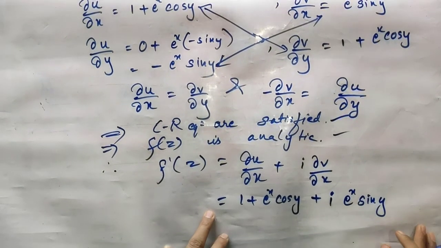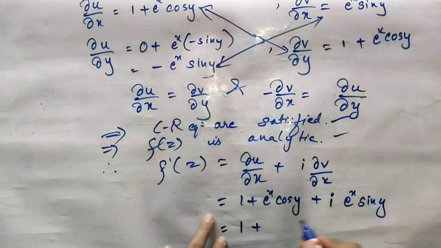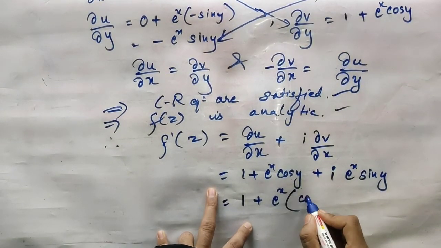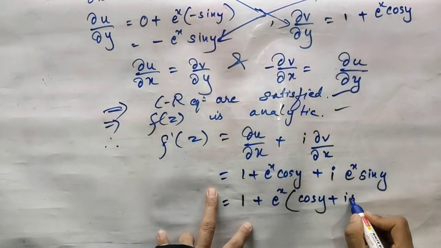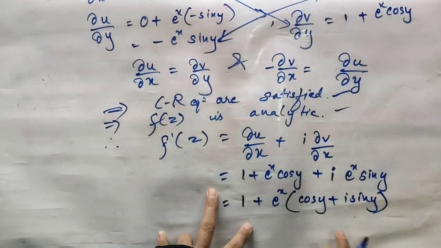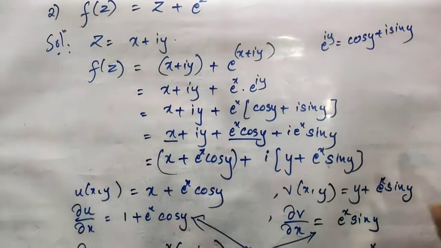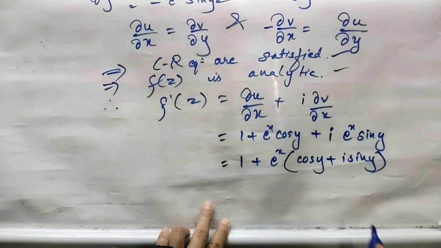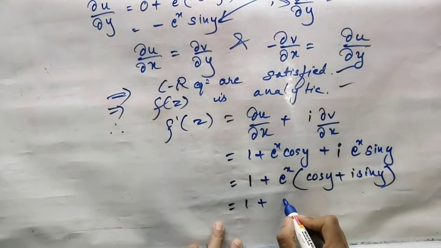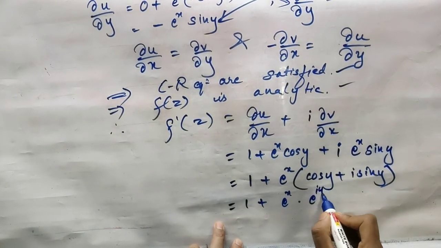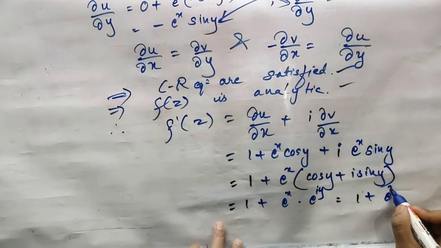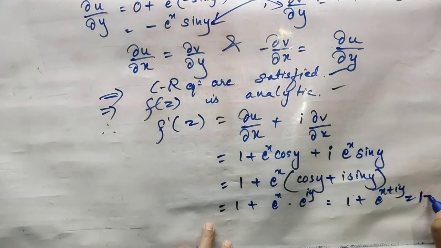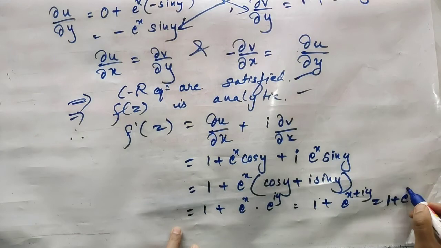Agree? Now 1 as it is, plus e to the power x I can take common: cos y plus i sin y. Now what is cos y plus i sin y? I had written it earlier. It is e to the power iy. So let us replace it by that. What do you get? It's 1 plus e to the power x into e to the power iy, or it is 1 plus e to the power x plus iy. What is e to the power x plus iy? It is e to the power z. So 1 plus e to the power z.